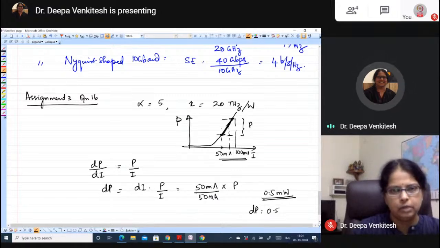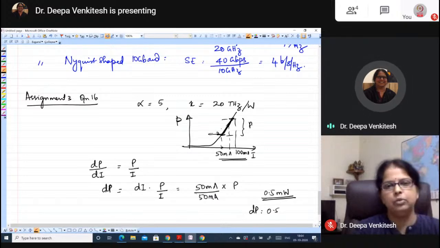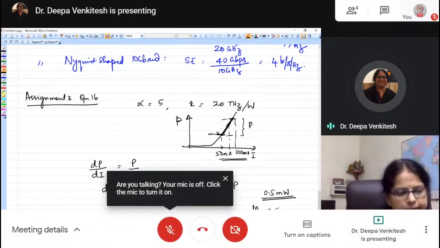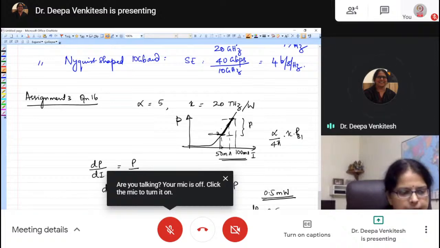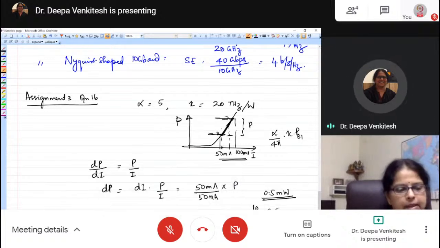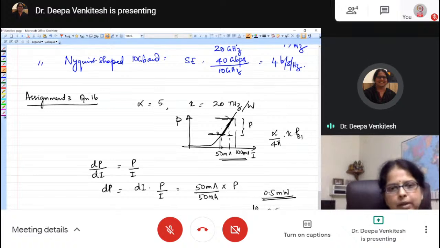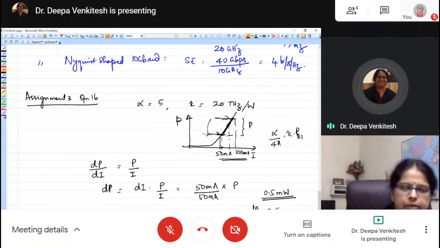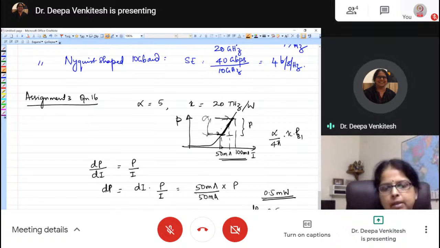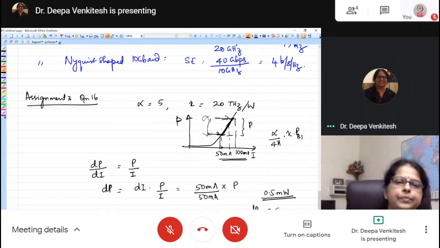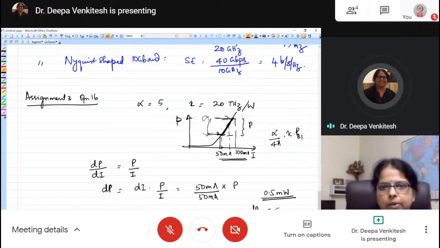You can find out the frequency corresponding to the first current, because you know that the adiabatic chirp is alpha by 4 pi times kappa times power at this bias 1. You can find out the frequency corresponding to the second because you know the power and the current at those values. So now you can find out the difference in frequencies. That will be the frequency shift, and from that you can calculate the wavelength shift. I hope that answers your question.